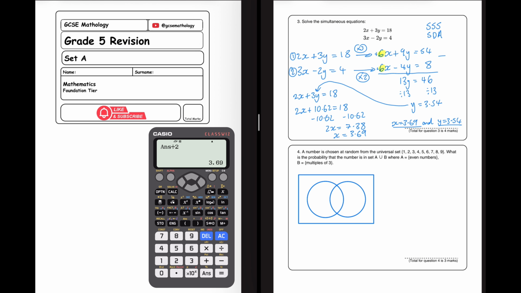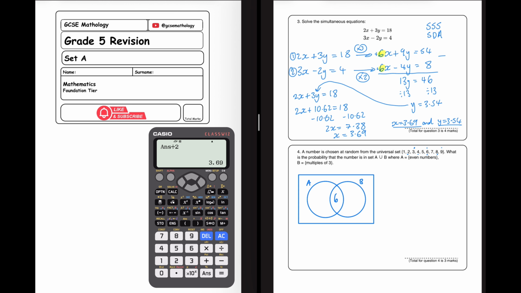On the left, let's call this one A, and on the right, let's call this one B. So let's fill in this Venn diagram. All of the even numbers are represented by A, so that is 2, 4, 6, 8. And then all of the multiples of 3 are 3, 6, and 9. So the common number between both of these is 6. So that's going to be placed in the center.